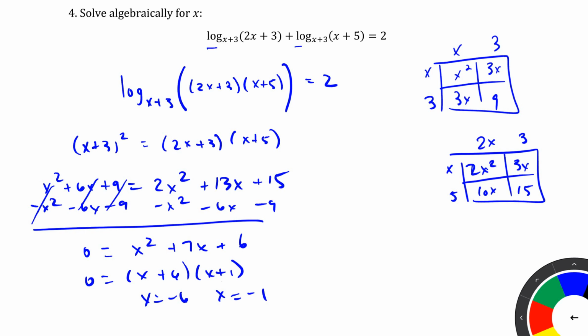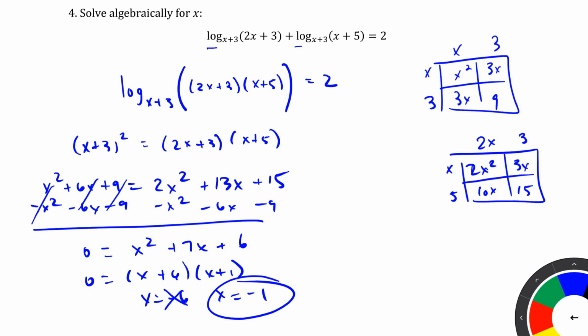Chances are one of those probably gets rejected, so let's check it. Again, we could plug them in. If I plug in -1, -1 works, because everywhere I plug in -1 is going to generate a positive value. However, -6 does not. -6 minus 3, that's -3. If I put in -6 plus 5, that's -1. So -6 definitely gets rejected.